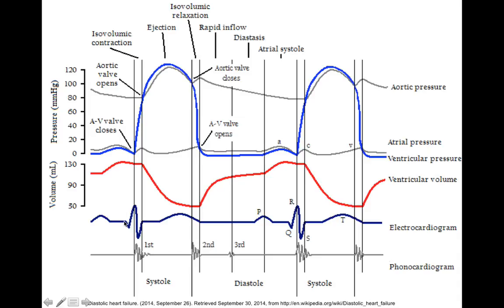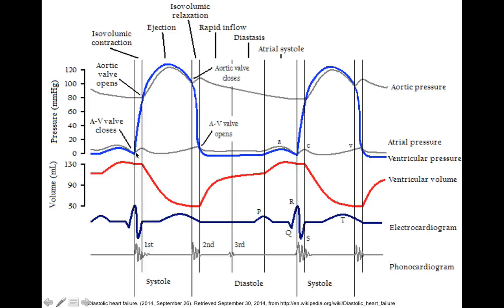Now the next event on the EKG is the QRS wave, and that correlates with ventricular depolarization, which is basically the beginning of action potentials in the ventricles. You should expect that right after ventricular depolarization, you should see the ventricles contract, and that's what we see. So when the ventricles contract, ventricular pressure rises, and once it gets above atrial pressure, it causes the AV valve to close.